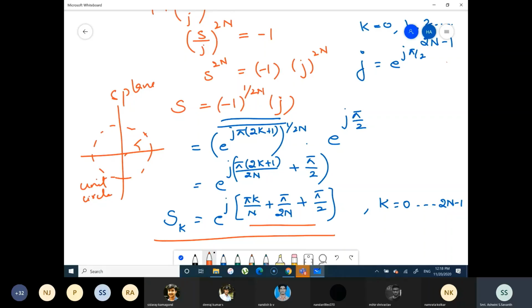So if you put k equals 0, you get the first pole. You put k equals 1, you get the second pole. K equals 2, you'll get the third pole, and so on up to 2n poles you can calculate. Isn't it? You can calculate 2n poles like this using this expression, and we can locate all the poles on the unit circle like this.